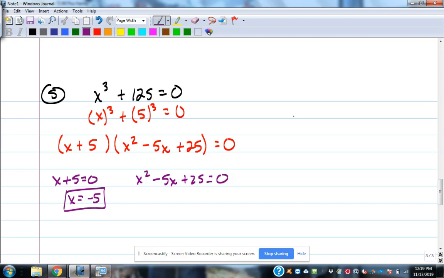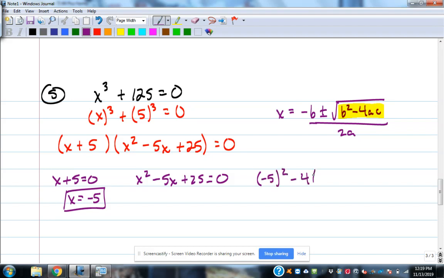So if we're going to do quadratic formula, we remember that that's x equals negative b plus or minus the square root of b squared minus 4ac, divided by 2a. All right, so all of that stuff. So I'm going to find the discriminant first, which remember the discriminant is the part underneath the square root. So negative 5 squared minus 4 times a times c. So that'd be 25 minus 100, which is negative 75.